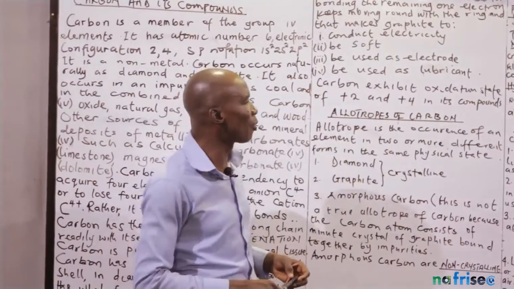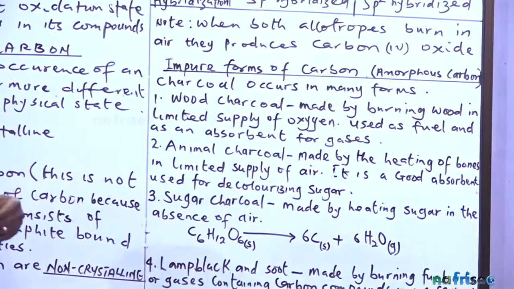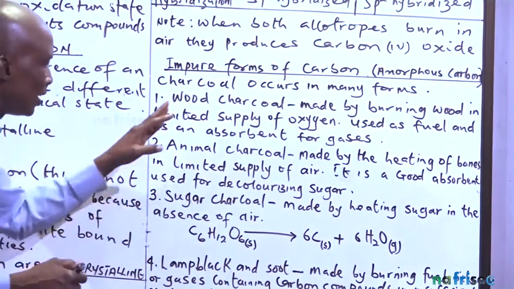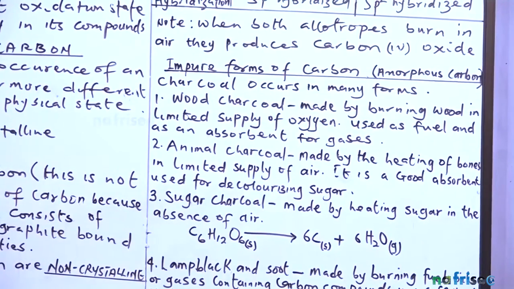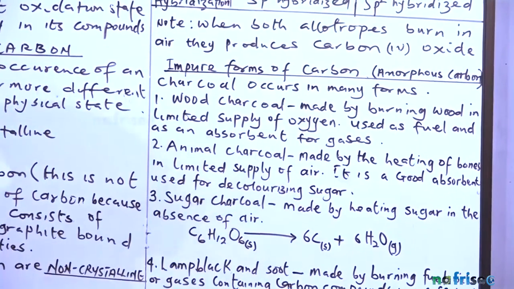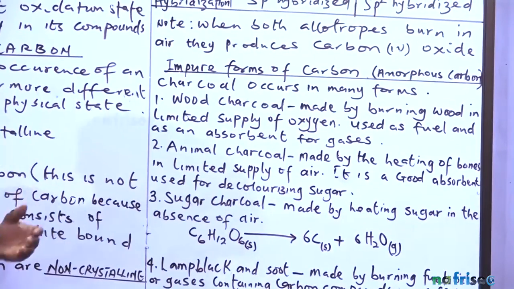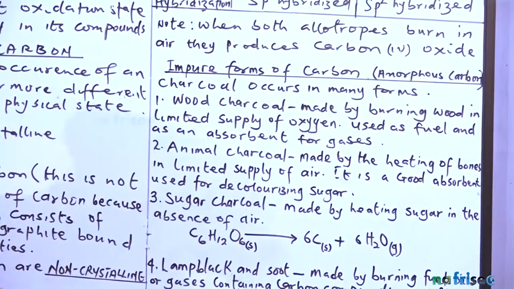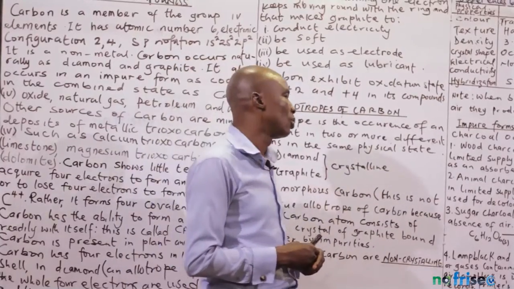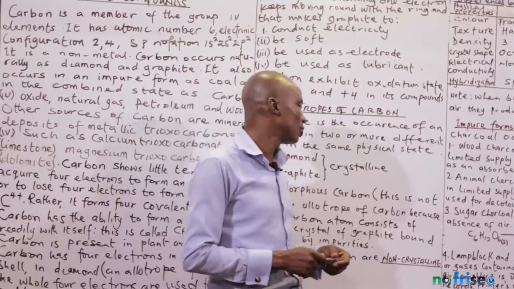Let's go to another form of charcoal, number 2, animal charcoal. Animal charcoal is made by heating bones in a limited supply of air. When bones of animals are heated in a limited supply of air, you have animal charcoal. Animal charcoal is a good absorbent used for decolorizing sugar. Anytime you want to decolorize sugar, we use animal charcoal.